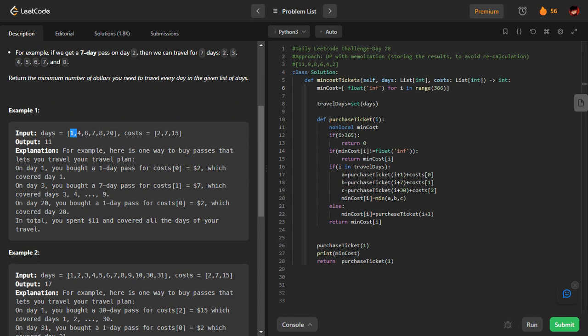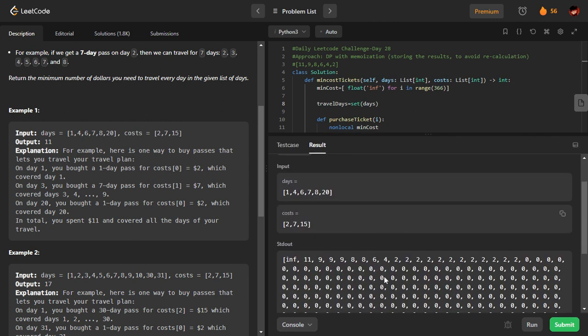Next, I am making a set out of the days array that is given, so it will be easier for me to check. Now, how am I implementing the solution? First let me tell you how it works.